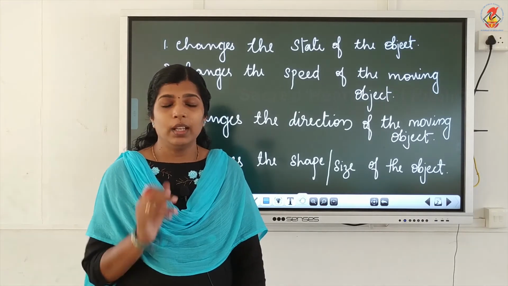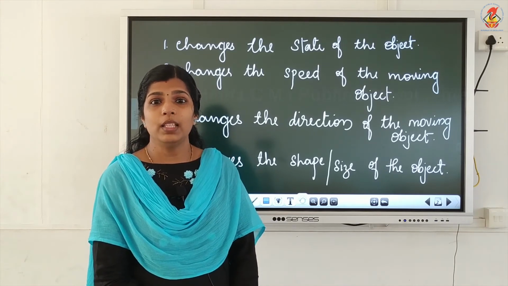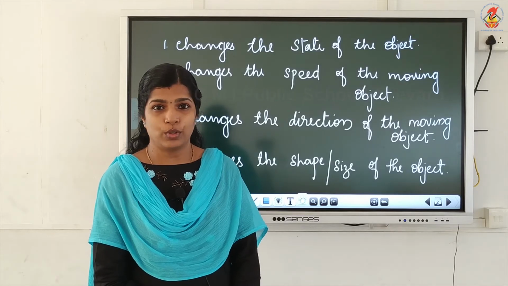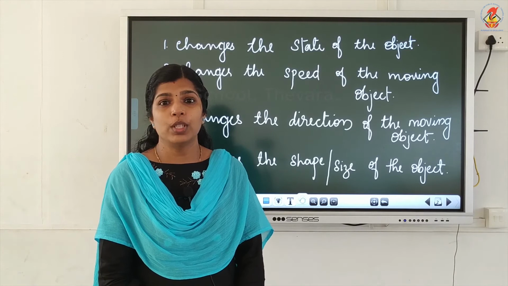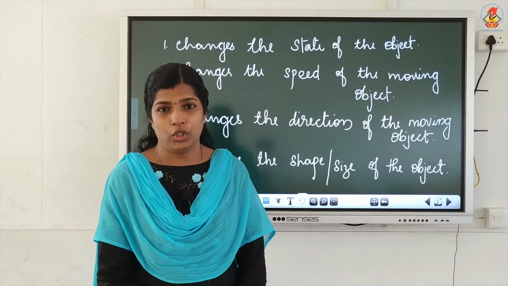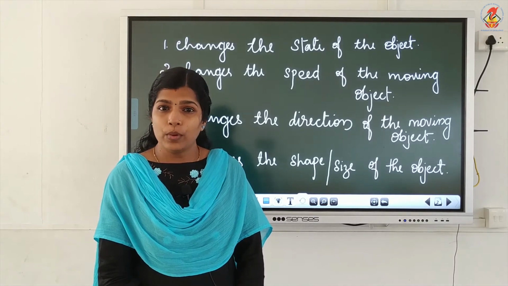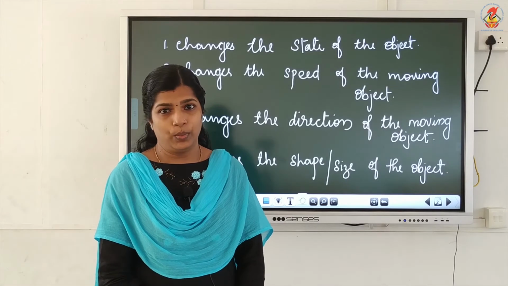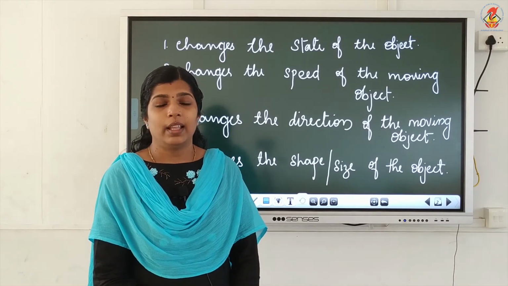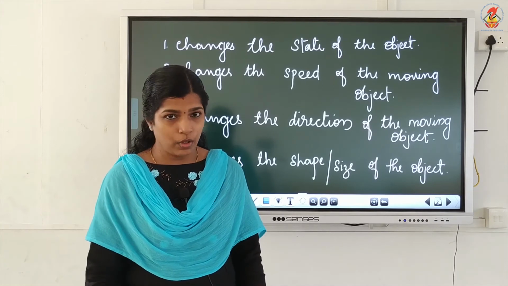Okay. Then, in 8th standard, we discussed balanced force and unbalanced force. What is balanced force? When two forces of the same magnitude act on an object from opposite directions, then the net force will be 0. Then we will say that is a balanced force.